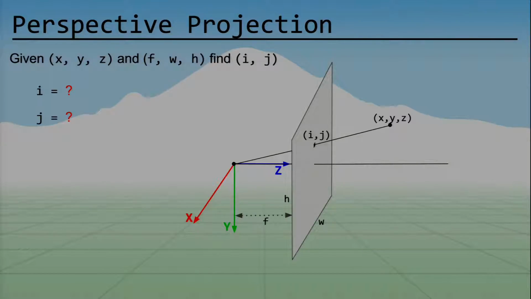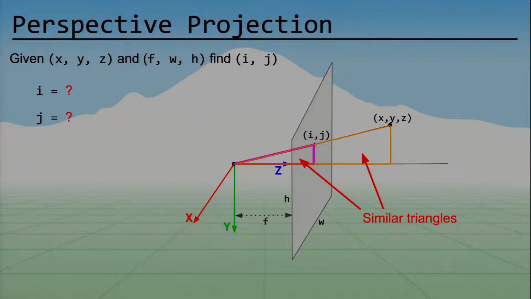OK, so the problem is, given x, y, z, and our focal length, the width of our image, the height of our image, find the pixel coordinates i and j that this lands at. We can compute this using a notion of similar triangles. So you'll notice here, if we're looking at this straight from the side, so let's collapse the x-axis for just a minute and look at only y and z.